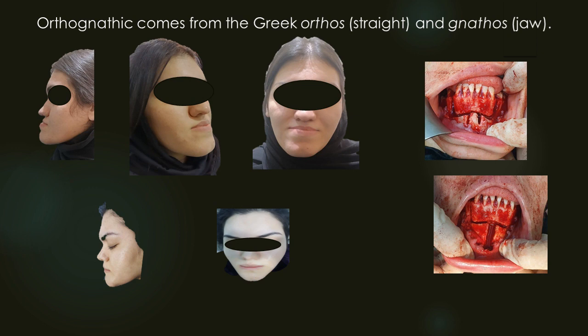Starting with the term orthognathic. It comes from the Greek words orthos, meaning straight, and gnathos, meaning jaw. It can be defined as a surgery for treatment and correction of facial disproportion, dentofacial deformities, malocclusion, and associated problems or abnormalities of the skeletal component of the face.